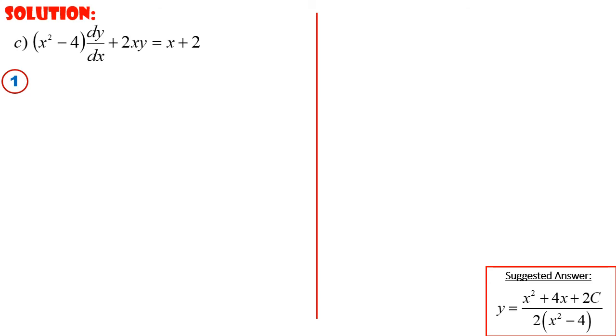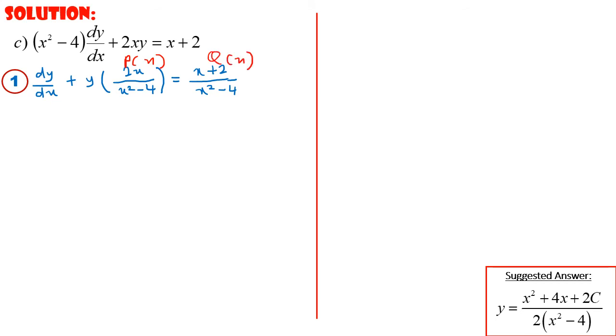In this example C, again we have to rewrite in the standard form first for step number 1. So dy/dx plus y times, any terms in terms of x we consider as p(x), so that will be our p(x), and here will be our q(x). We notice that p(x) is 2x over x squared minus 4. So we use that to find the integrating factor, and then we integrate that one, and don't forget we have the exponent outside.